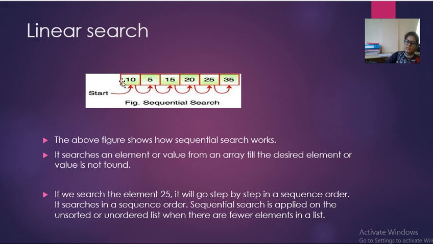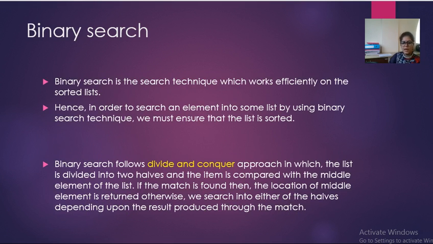So if your elements are not arranged in any particular order, then you can apply linear search. But if you have to apply binary search, your list must be sorted. Your list must be arranged in ascending or descending order. So this is the reason binary search is a very costly method. Now why is it a costly method?